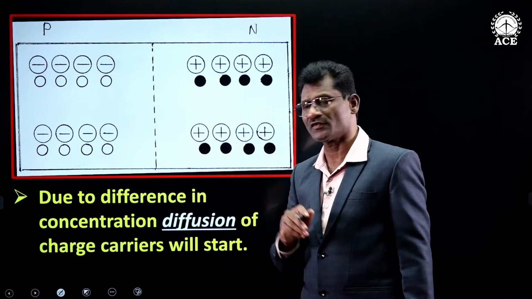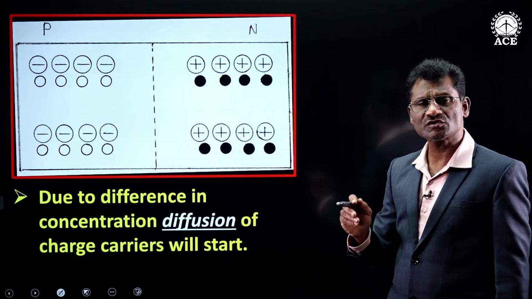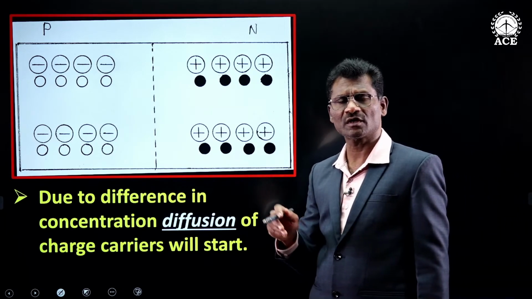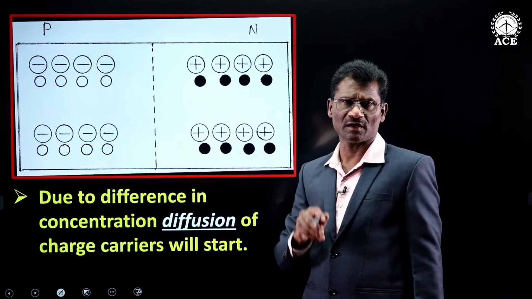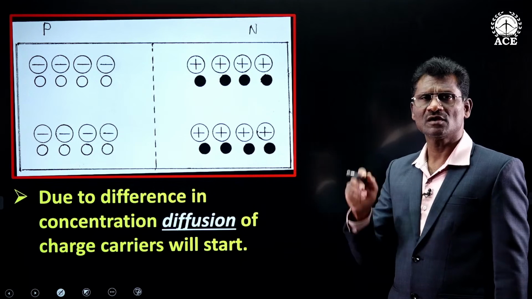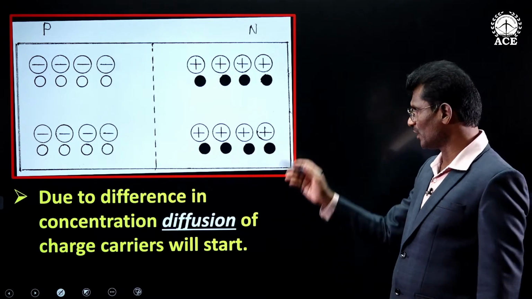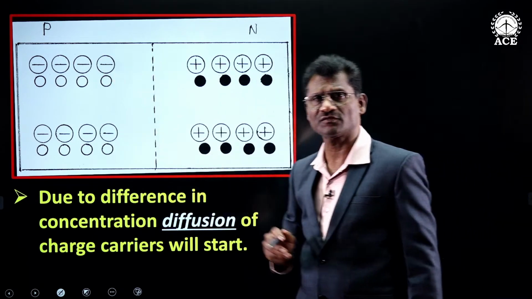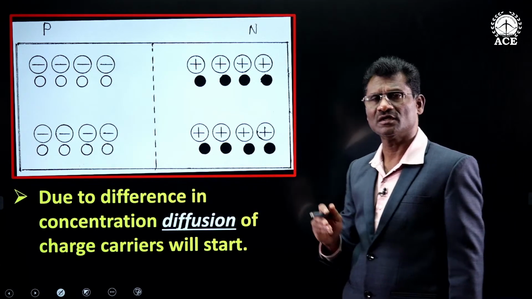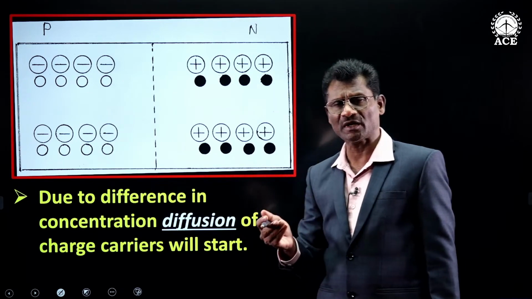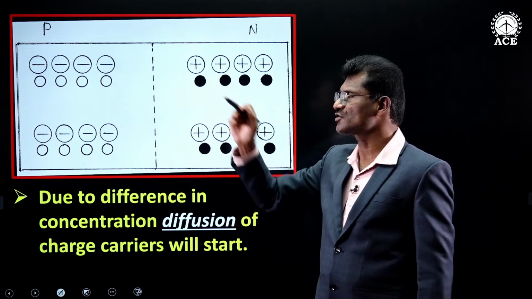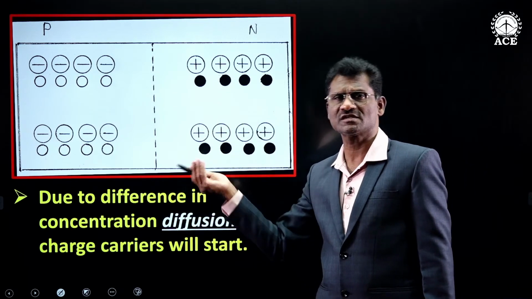So whenever there is a difference in concentration, diffusion of charge carriers will occur from higher to lower concentrated area, ideally until uniform carrier concentration is achieved. That is, until throughout the length of the device, the same number of electrons and holes exist. That is the ideal situation, but it will not occur. Why will uniform concentration not occur? We will see in the next steps.